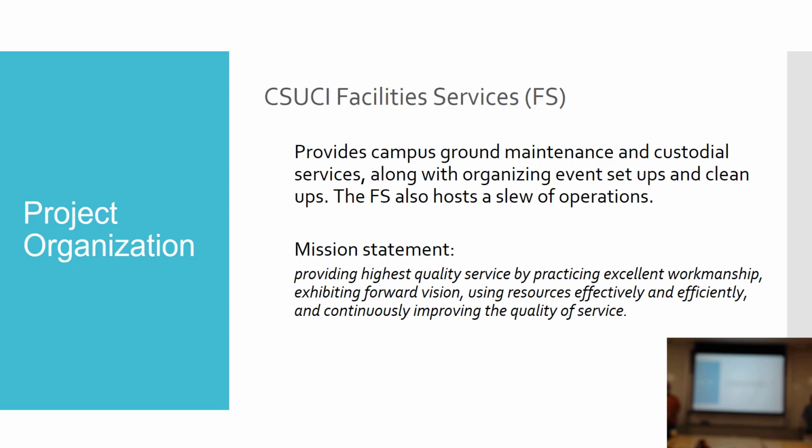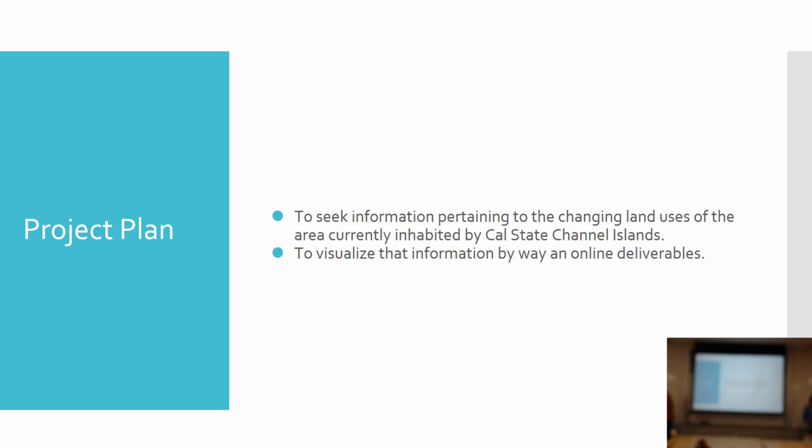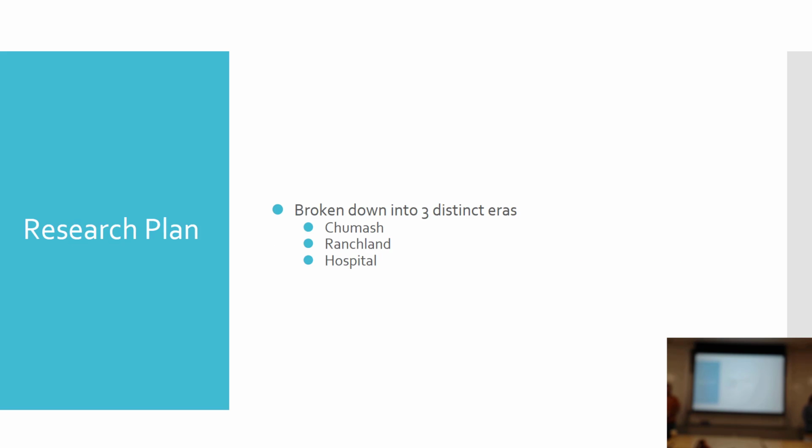Our goal initially at the start of this was to seek information pertaining to the changing land uses of the area currently inhabited by the school, and to visualize that information using online deliverables that we'll talk about later. We're using an app called Sidewalk, which is a self-guided tour app that is user-friendly for creating tours, and then an Esri story map. We've broken the history into three distinct eras: Chumash, Ranchland, and Hospital. And Noah will take Chumash.